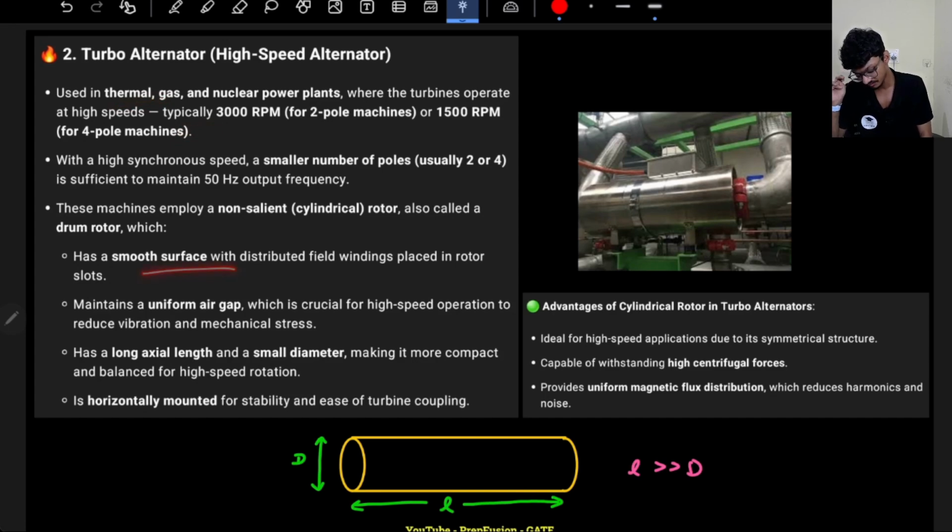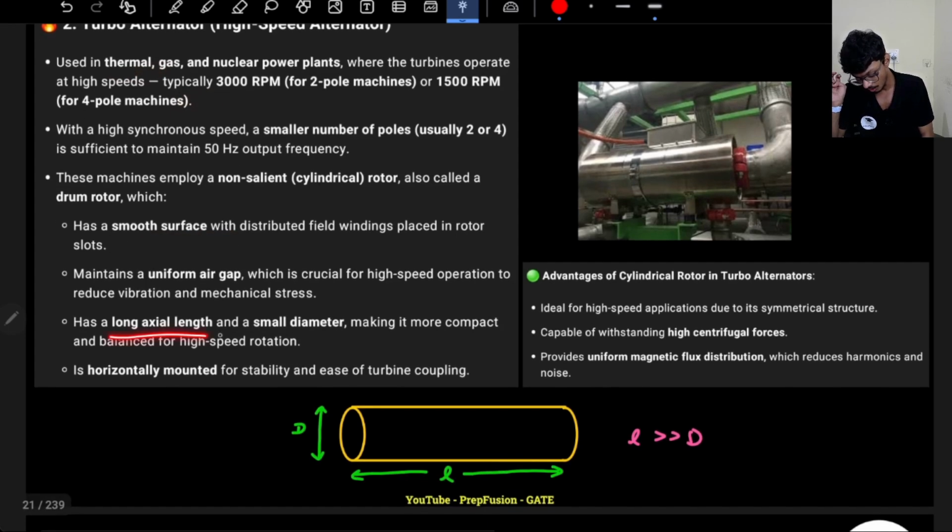So they are used in thermal and gas power plants. It has a smooth surface and a long axial length and small diameter, making it more compact and balanced for high speed rotation, okay? So these are the important points.